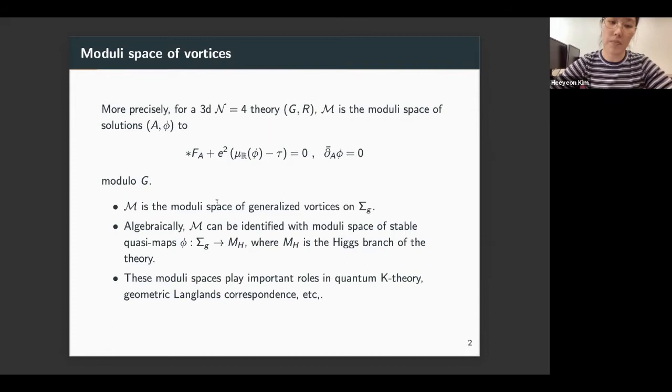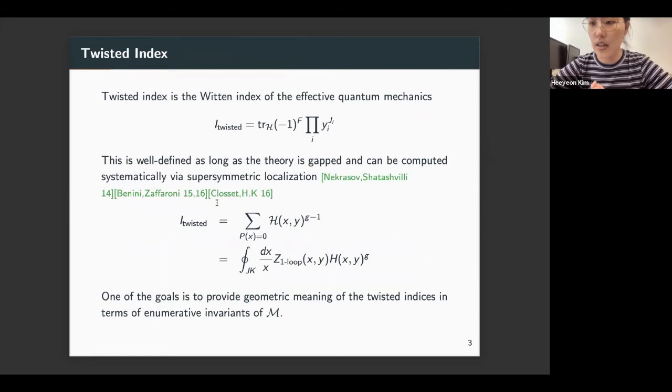So how do we study these moduli spaces? These moduli spaces are in general non-compact and also singular. So how are we going to study this? The tool that I'm going to use today is the quantity called the twisted indices. These are a set of numbers associated to the setup of the theory that I just mentioned, which is nothing but the Witten index of the effective quantum mechanics that we have.